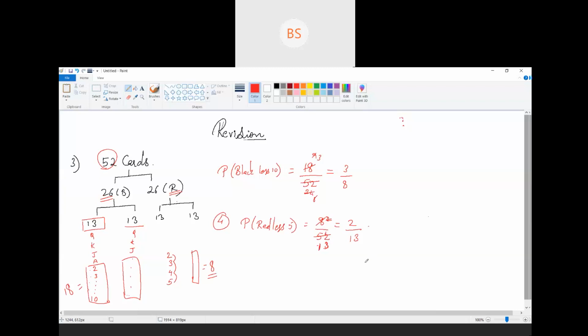Then, ma'am, near the black, less than 10, there. Black less than 10, that one. Ma'am, 3 by 8 you wrote. Ma'am, it is 26. It should be, it is not 20, it is 26, ma'am. 26. Okay, got it. So it is 3 by 26.